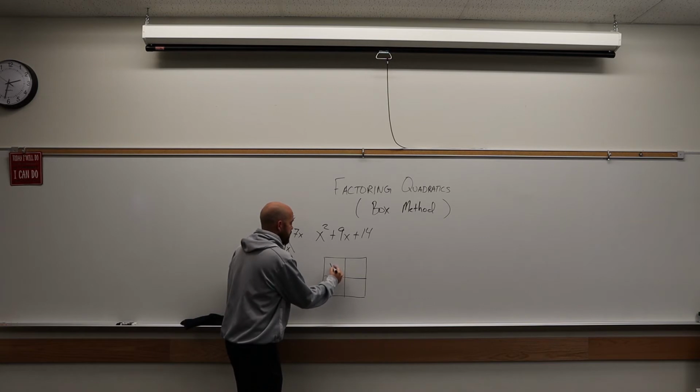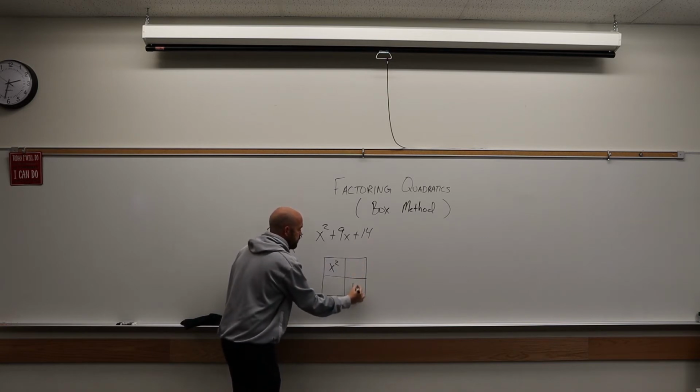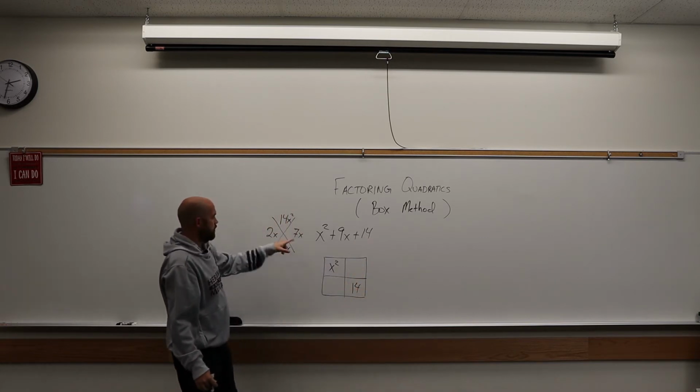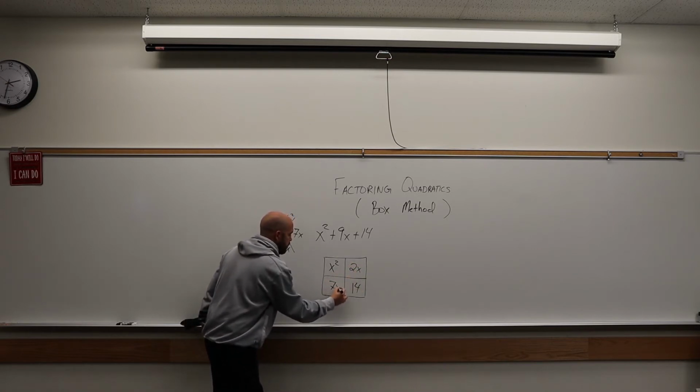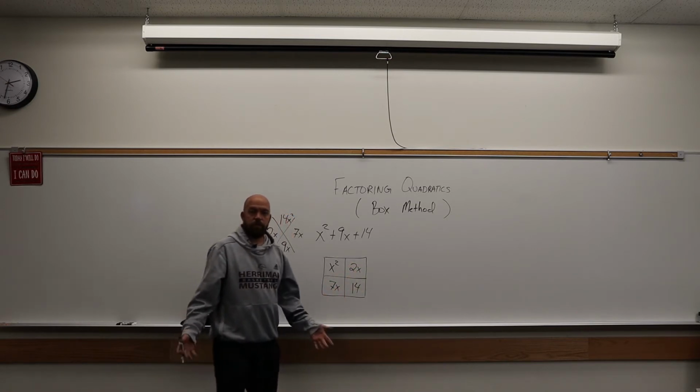A term goes in the top left corner. C term goes in the bottom right corner. And then these need to go in the leftover spots. And now we take the GCF.